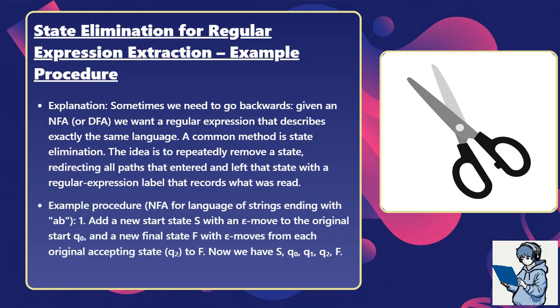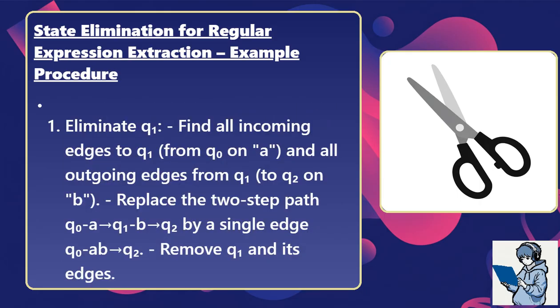Example procedure: NFA for the language of strings ending with ab. Step 1. Add a new start state S with an epsilon move to the original start Q0, and a new final state F with epsilon moves from each original accepting state Q2 to F. Now we have S, Q0, Q1, Q2, F. Step 2. Eliminate Q1.